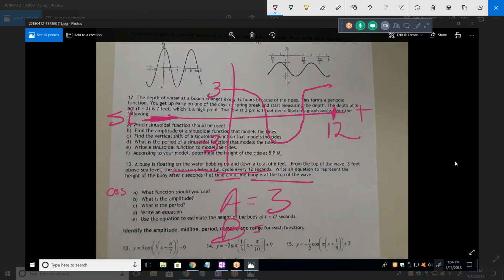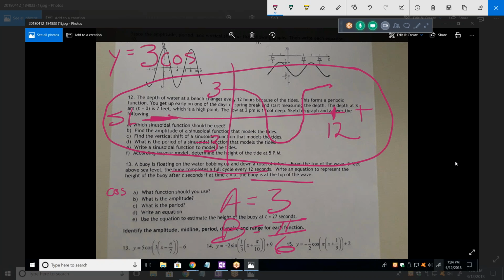2 pi over the period. Here's 12. So it's pi over 6. And D is 0. If this is our picture, and that's a great picture to use, you don't want a D of a number if you can use 0. So from this picture here, what's my equation? Y equals 3 cosine pi over 6 times x.